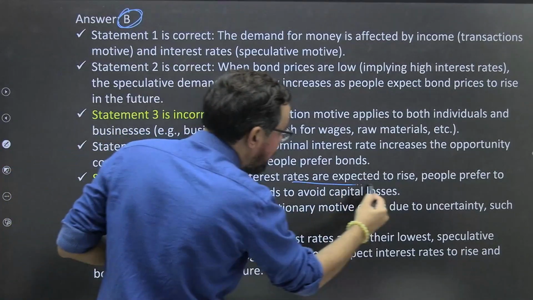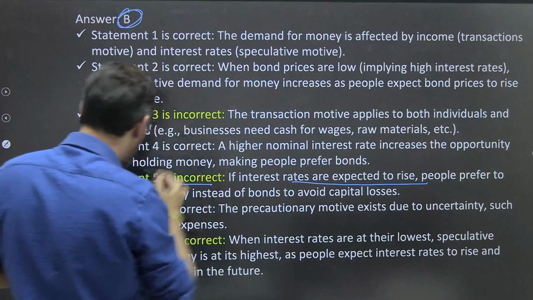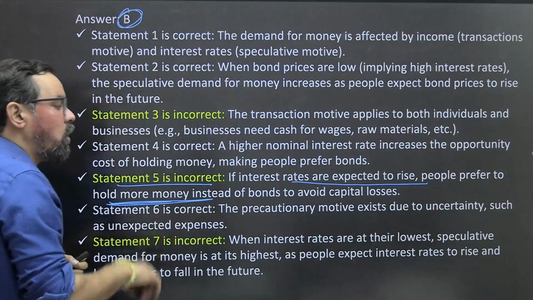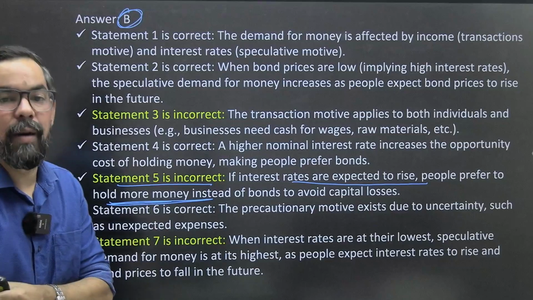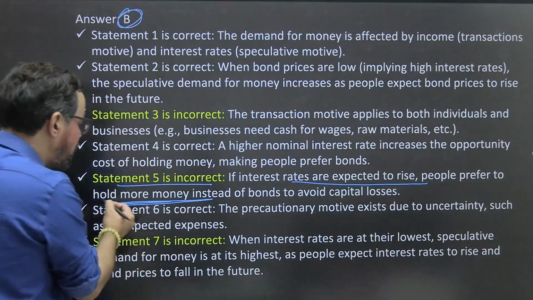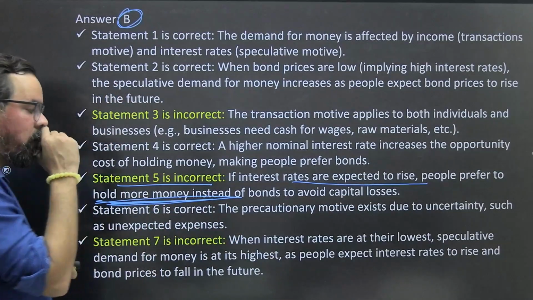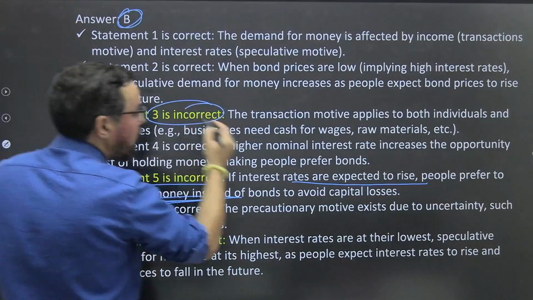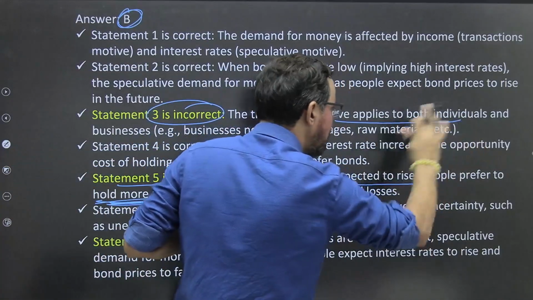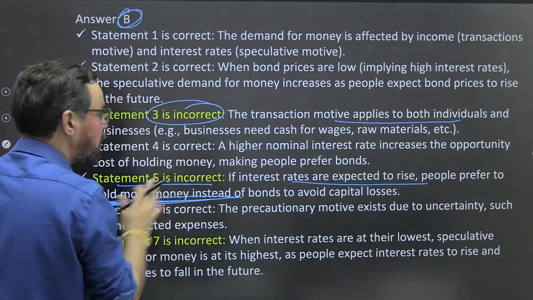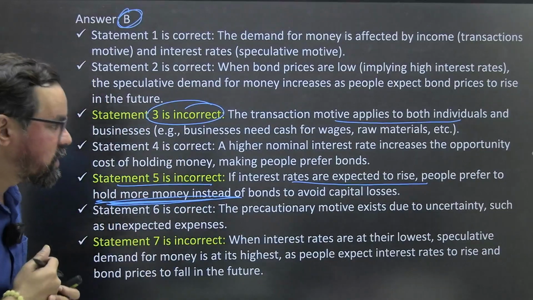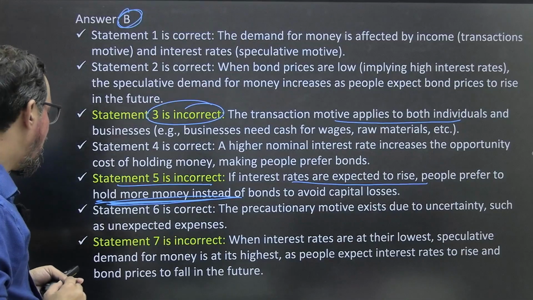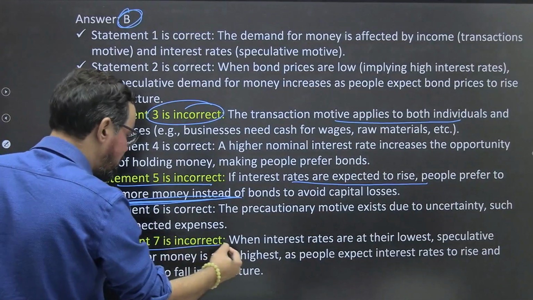If interest rates are expected to rise, people prefer to hold more money instead of holding bonds to avoid capital losses. So what we will try to do in that particular case is hold more money, rather than this. Statement third was incorrect. The transaction motive applies to both individuals and businesses. Businesses need cash for wages, raw materials, other investment purposes and all. Then the seventh statement is incorrect again.